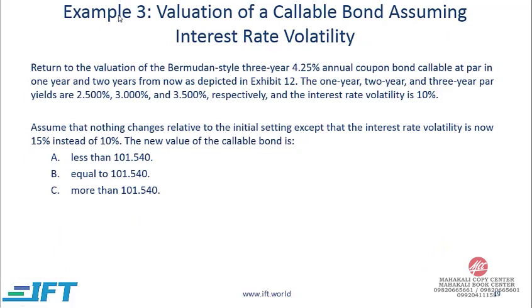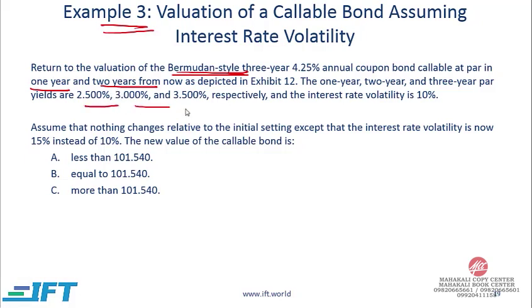Now I want you to work through example 3. And I'll just remind you about what this means. A Bermudan style option is one where the option can be exercised on one of several dates. And that's what's happening here. Since with this particular bond, the bond can be called either 1 year from now or 2 years from now, this is a Bermudan style. With a European style, the bond can be called only on one particular day. With an American style, the bond can be called any day after a certain date.